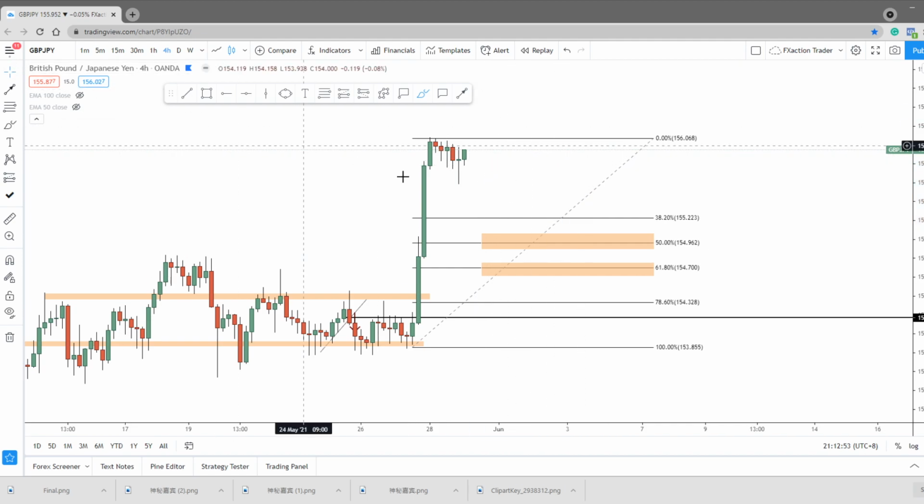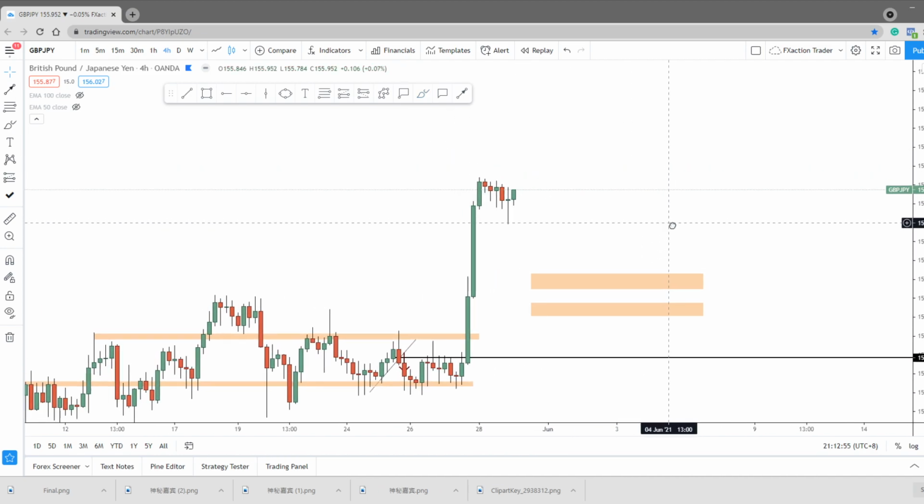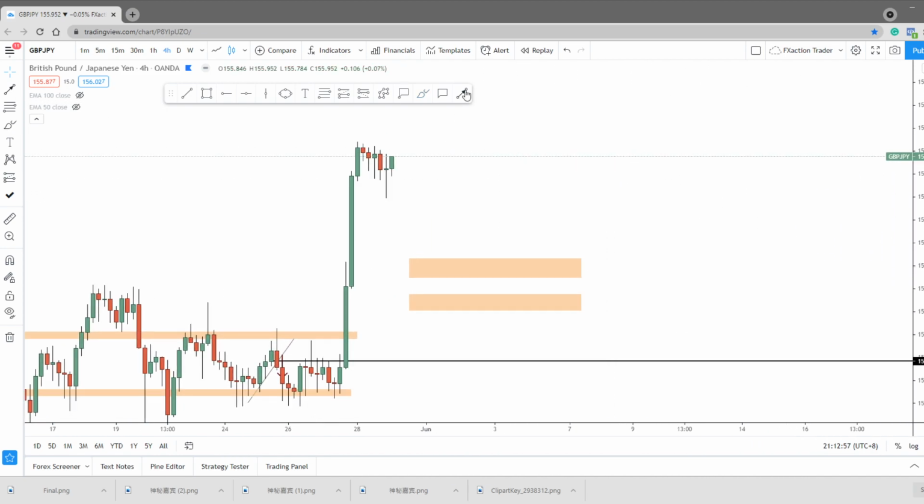So what is my trading plan number two? Let us have a look here. Here we put a remark. We are going to go for a buy trade after the market retests this level.